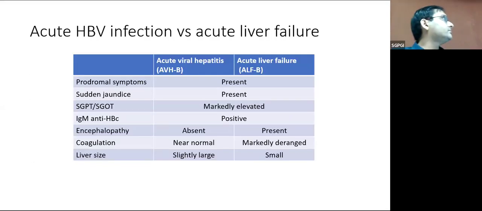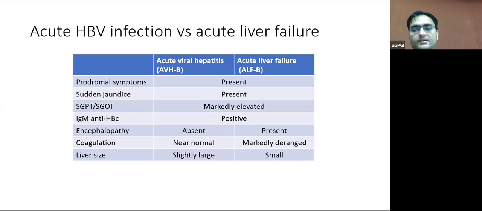So this is the table which shows how we can differentiate whether the patient has acute viral hepatitis B or acute liver failure. Prodromal symptoms will be common in both scenarios. Sudden jaundice can be seen in both. ALT may also be in the range of 1,000 in both cases. And anti-HBc IgM positivity can also be present in both.